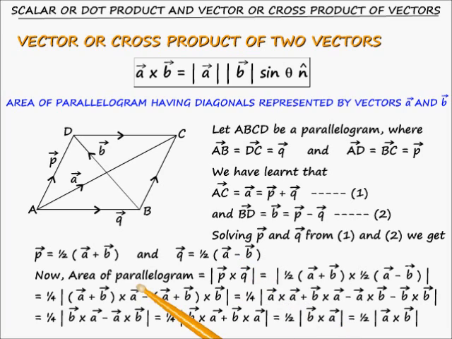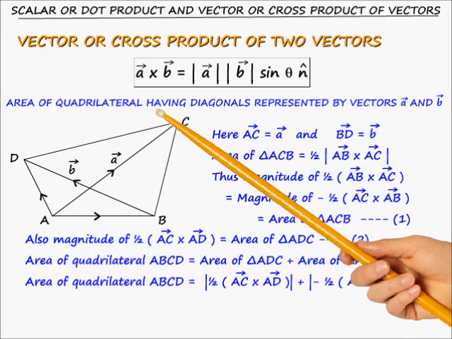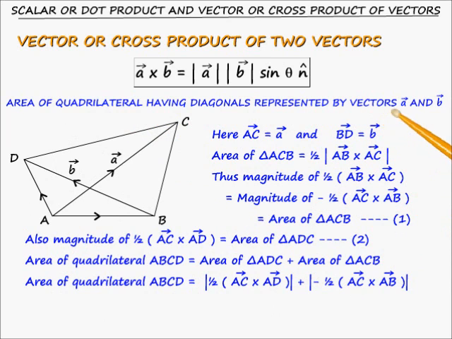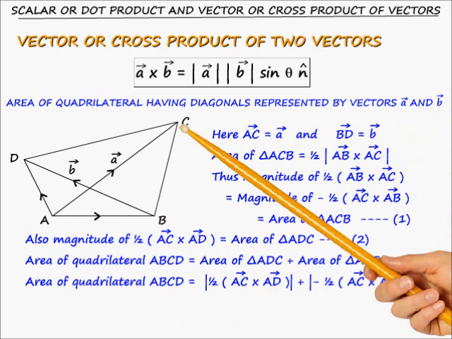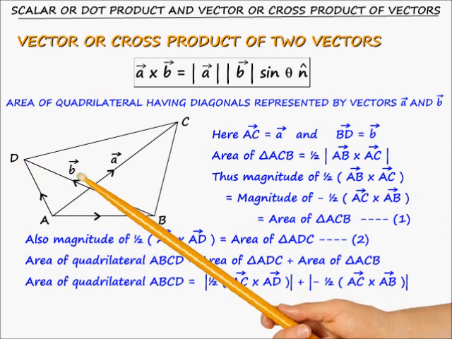Now area of parallelogram ABCD is equal to magnitude of P cross Q, which is equal to magnitude of half A plus B cross half A minus B. We calculate it and we get that the area of the parallelogram is equal to half magnitude of A cross B. Area of quadrilateral having diagonals represented by vectors A and B. Here AC equal to vector A, BD equal to vector B.